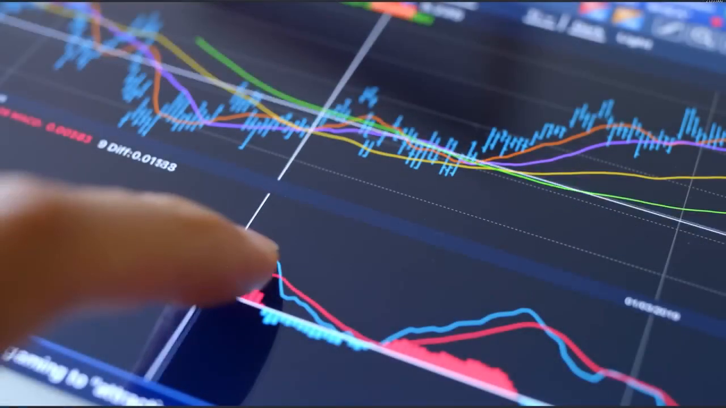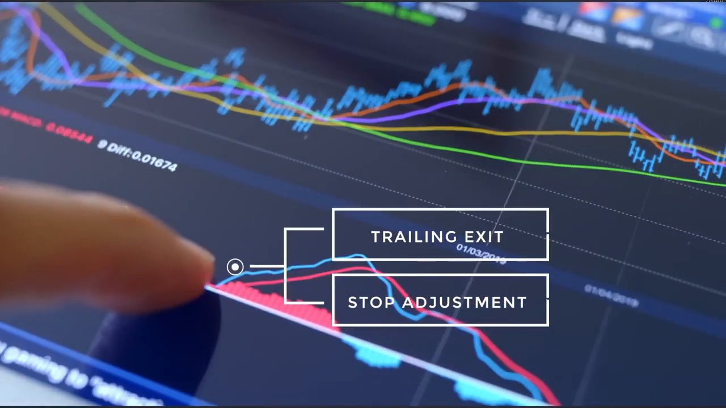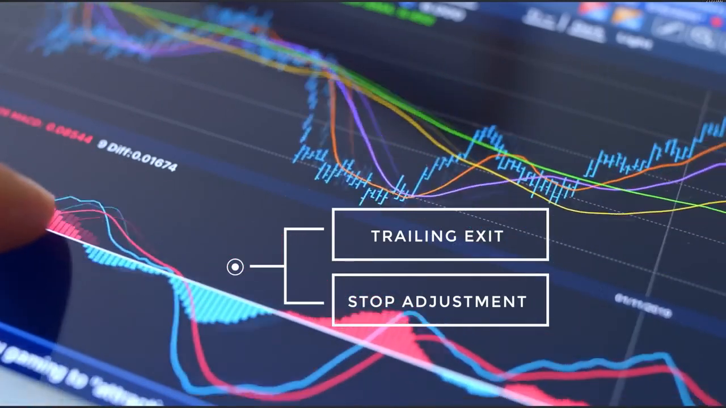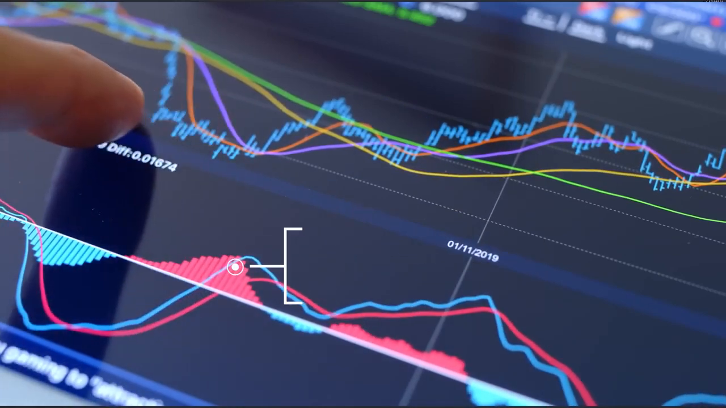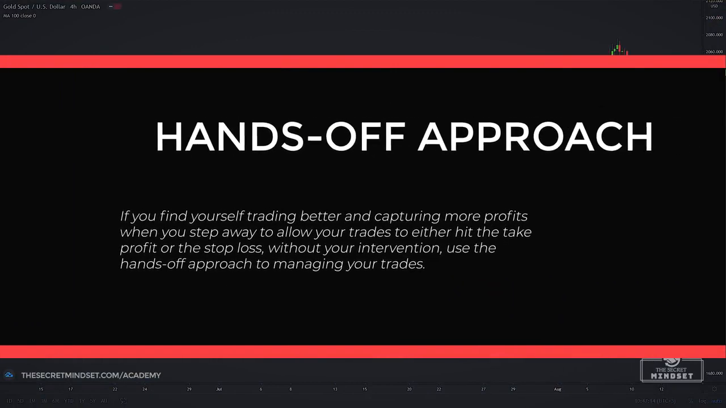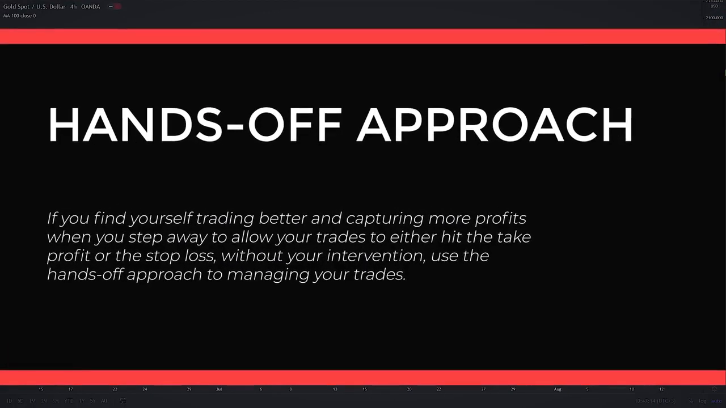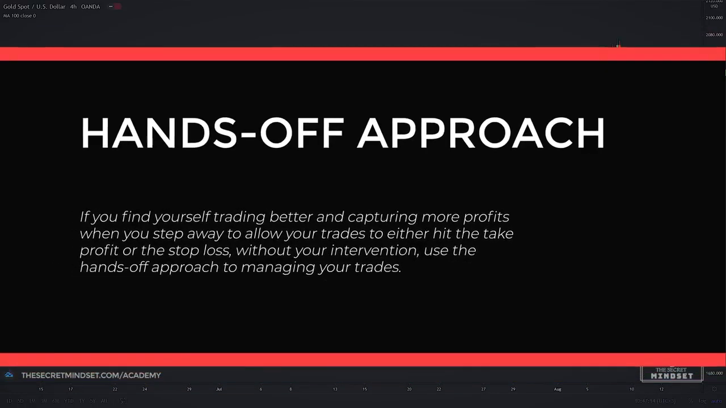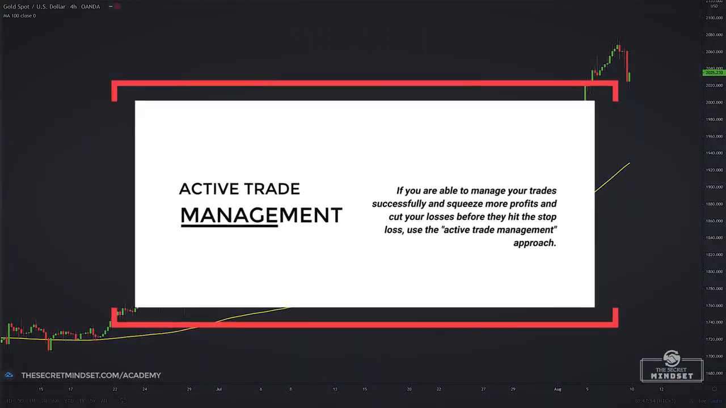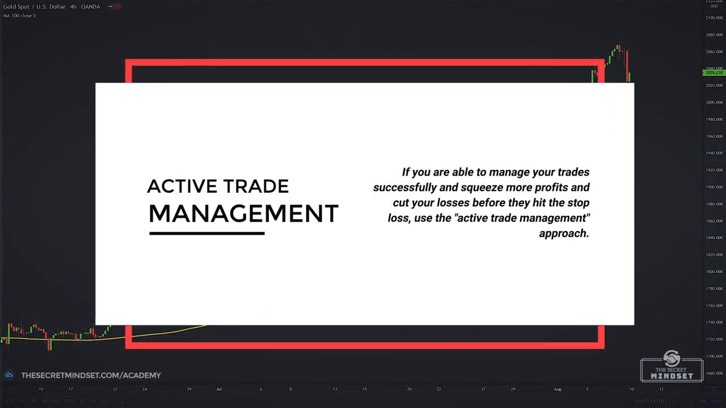Other traders prefer to manage their trades. The trading platforms offer many opportunities for trailing exits, the ability to move a stop loss based on the market action and so forth. But you must know who you are as a trader and what your weaknesses are. If you find yourself doing better, capturing more profits, when you step away to allow your trades to either hit the take profit or the stop loss without your intervention, perhaps you should stick to this hands-off approach to managing your trades. Perhaps you are able to manage your trade successfully and cut your losses before they hit the stop loss order. Choose the best approach that fits your personality.